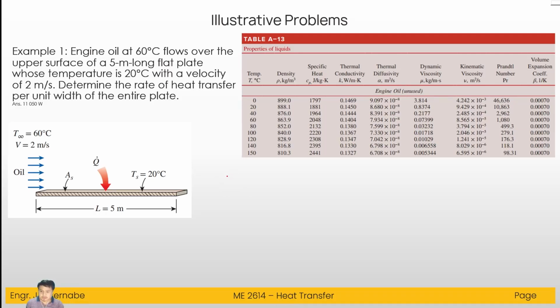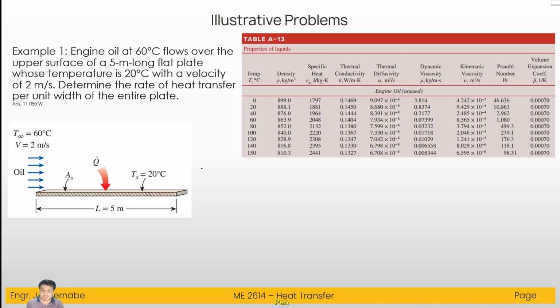First we need to understand what we should do. We need to find Q convective. So we need to know the area, the temperatures, and h. We already have the given. The area is just length times width, and since this is per unit width, we don't need to know the width. You have the given temperatures. We only need to find h.